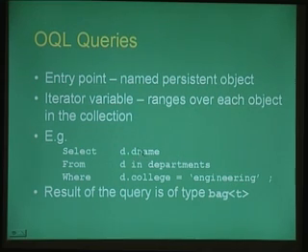Note here again that dname should be a visible attribute. If it is an invisible attribute, you can access attribute names only through method invocations. So you should be saying something like select D dot get name from D in departments where D dot get college equal to engineering, and so on. However, we are assuming that dname and college are visible attributes rather than hidden attributes in the object definition.